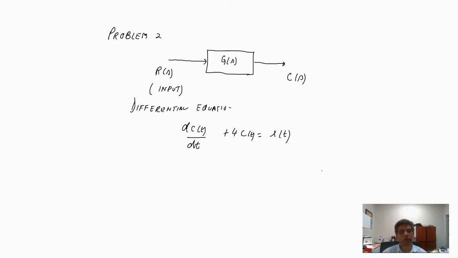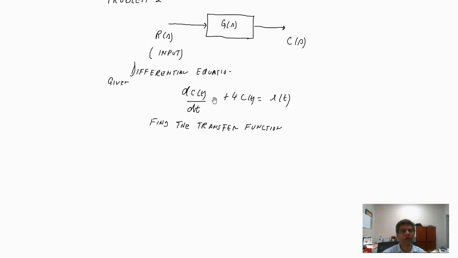The goal is to take that differential equation, which is given of a system, and from this we want to find the transfer function. So same kind of concept, but we are now talking in terms of a system. Given the differential equation, we are going to find the transfer function. Again, we are going to assume that the initial conditions are 0. Alright, so let's do that then.